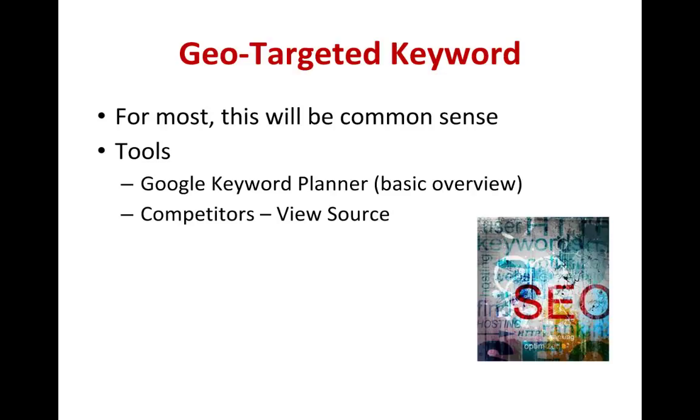There are tools to help you find out which keywords you might consider using. The Google Keyword Planner is one of those tools, and I'm going to give you a basic overview of how that works. And then also looking at what your competitors are doing is a great way to find out maybe some keywords that you haven't thought of before, or ones that you know must be bringing in some money, otherwise they wouldn't be targeting them. So let's take a look at those.